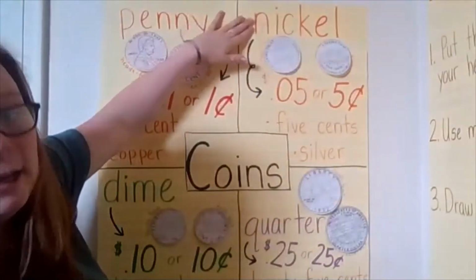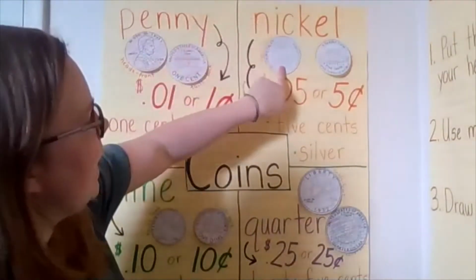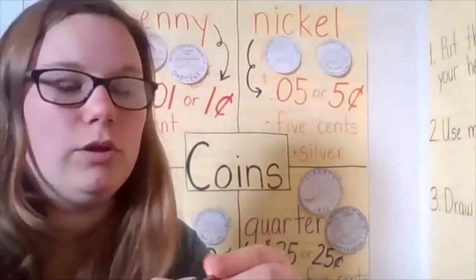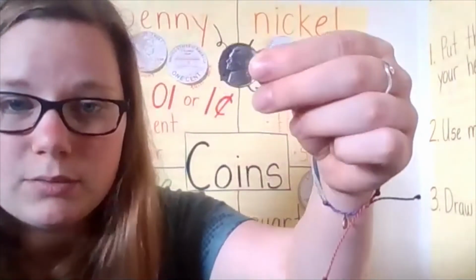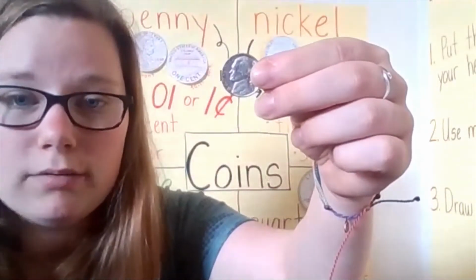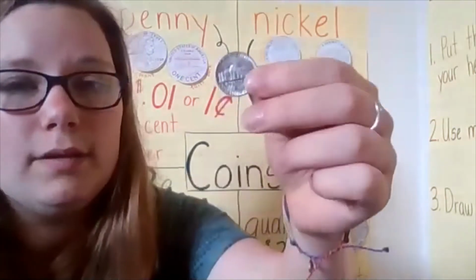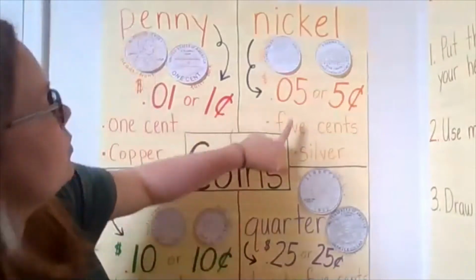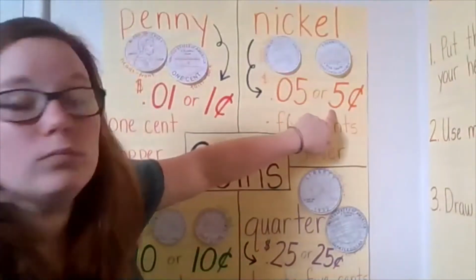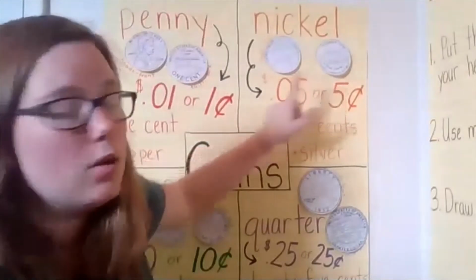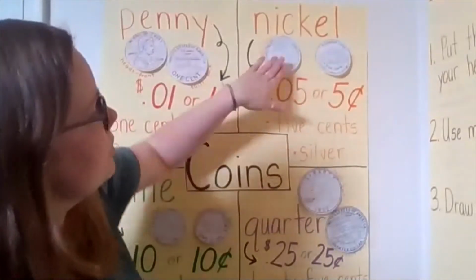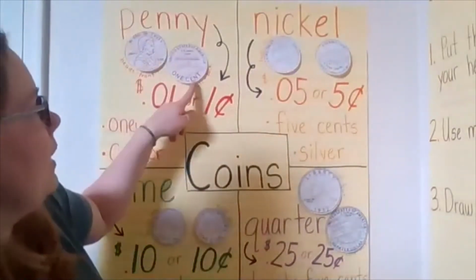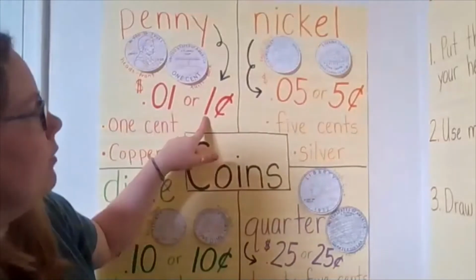Over here we have a nickel. This is the heads of the nickel and the tails of a nickel. So looking closer, this is what the heads of a nickel looks like, and this is the tails of a nickel. A nickel is worth 5 cents. And if we want to write it, we can write it like this, or we can write it like this. So a nickel is 5 cents. It's actually worth more cents than a penny because 5 is more than 1.